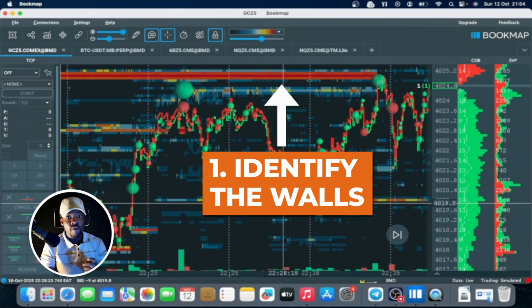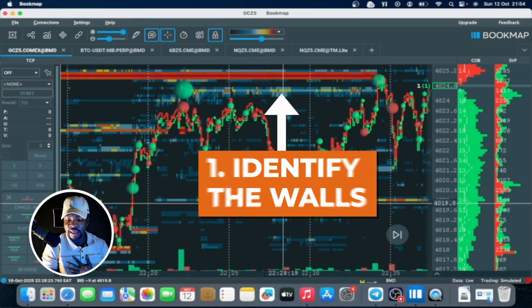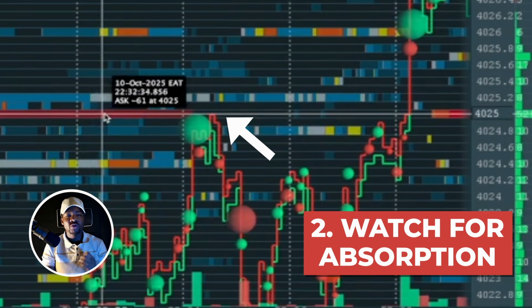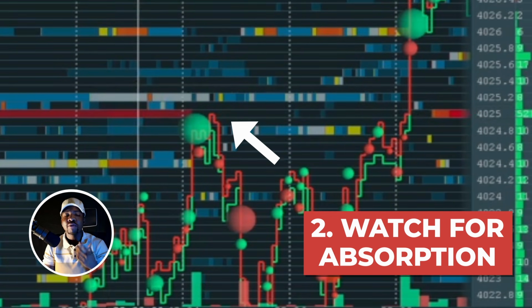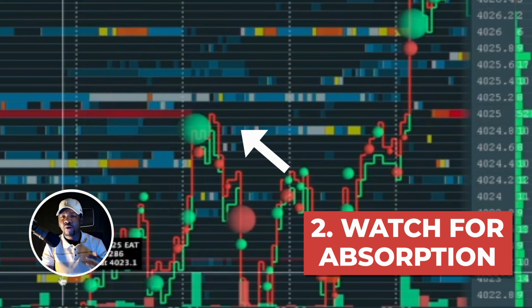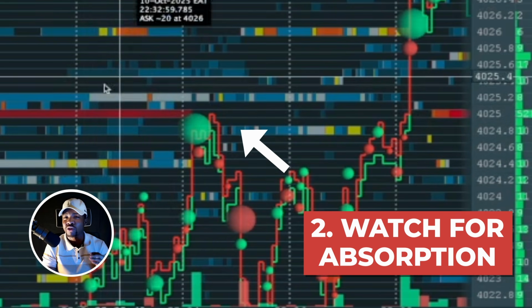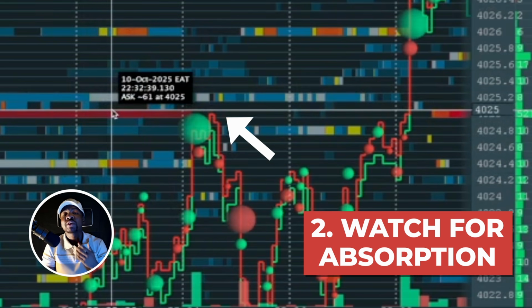Also, price will often move towards them, just like you see right there. Watch for absorption. When price reaches these walls, maybe a sell wall or a buy wall, and then it stalls and isn't going further, that means the big players are absorbing the orders. And if absorption happens at that exact point, then you expect a reversal. So you look at that with either these bubbles or the footprint chart.